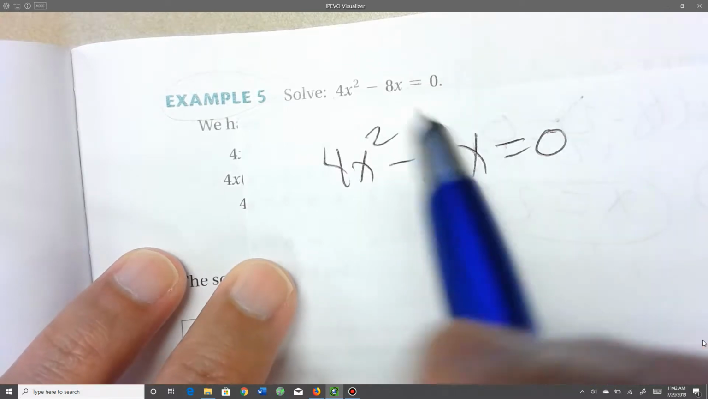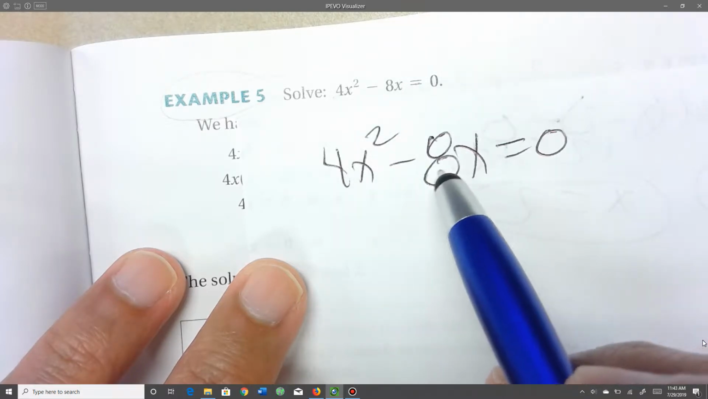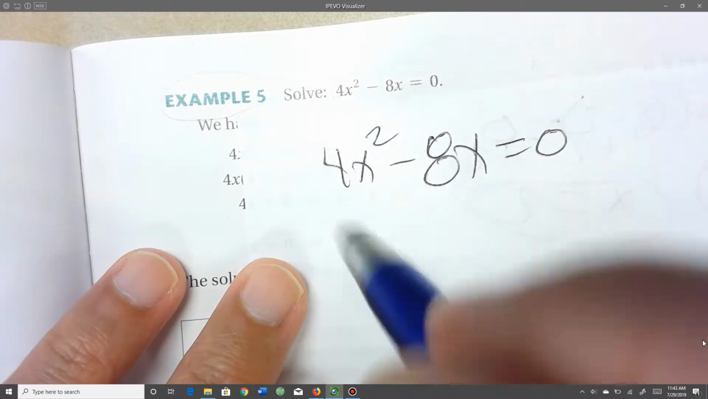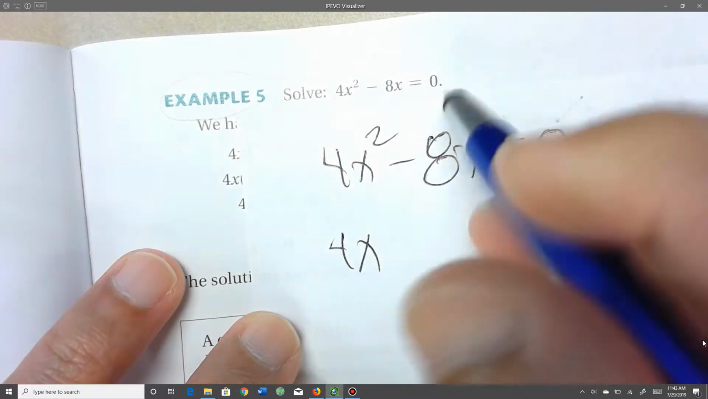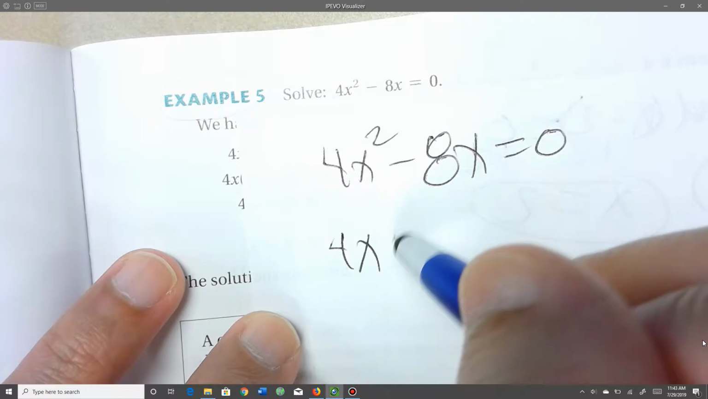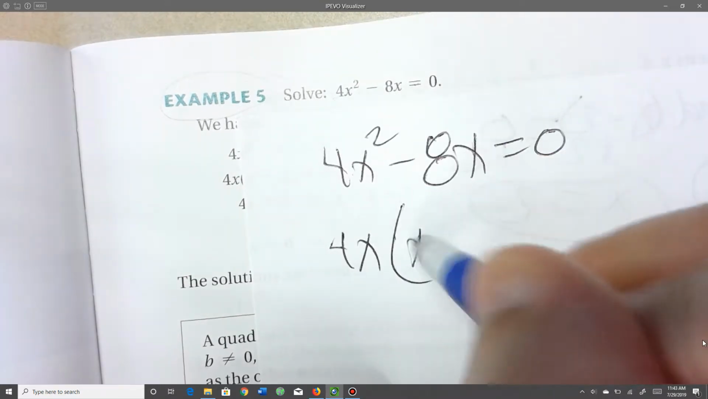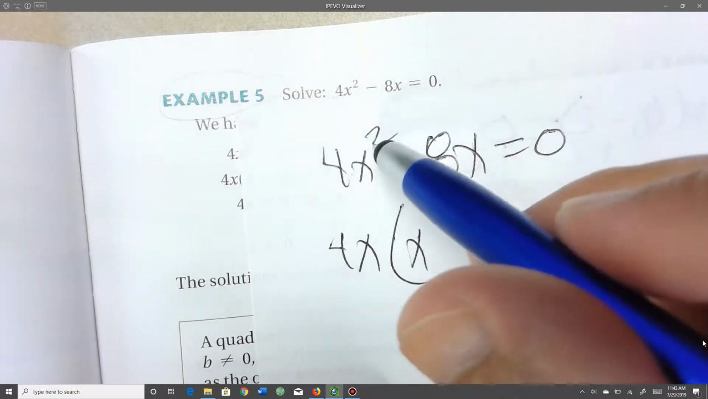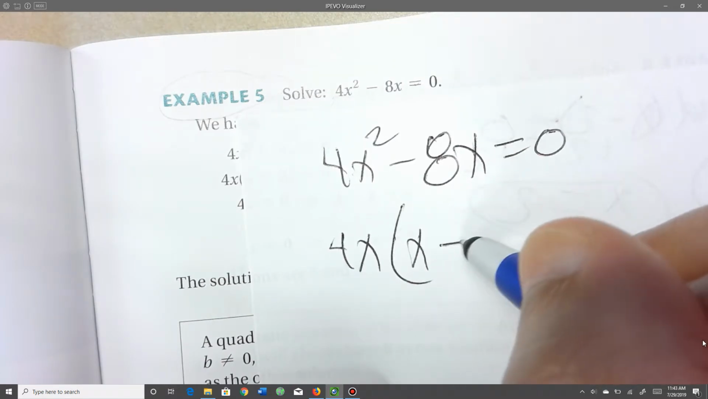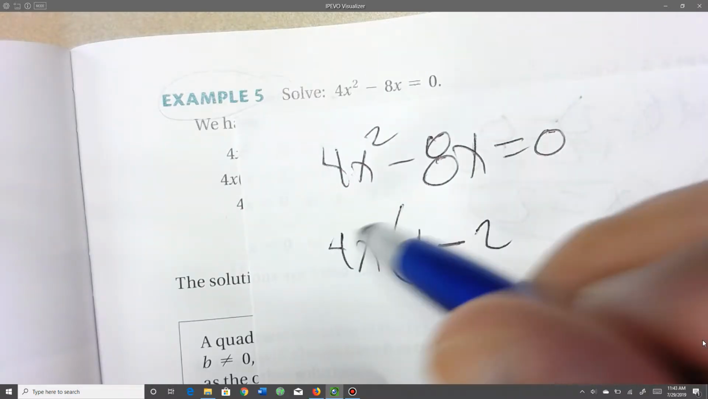Therefore, we don't have to factor by using the methods we learned, because here I can see that both of these have factors in common. So all I have to do is factor them out. I can see that 4x will be the factor in common in these two terms. And 4x multiplied times x gives you back this term here. The sign is negative there, and 4x times 2 is negative 8x.